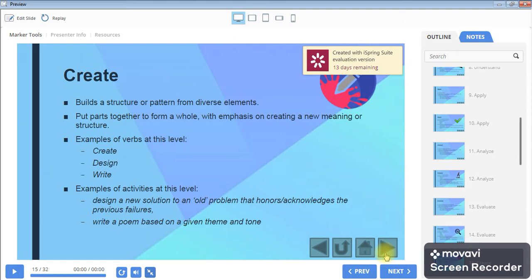Examples of activities: write a poem based on a given theme and tone. Design a new solution to an old problem. So, those are all 6 levels of Bloom's taxonomy, and we will see what is waiting for us in the next slide. Next.